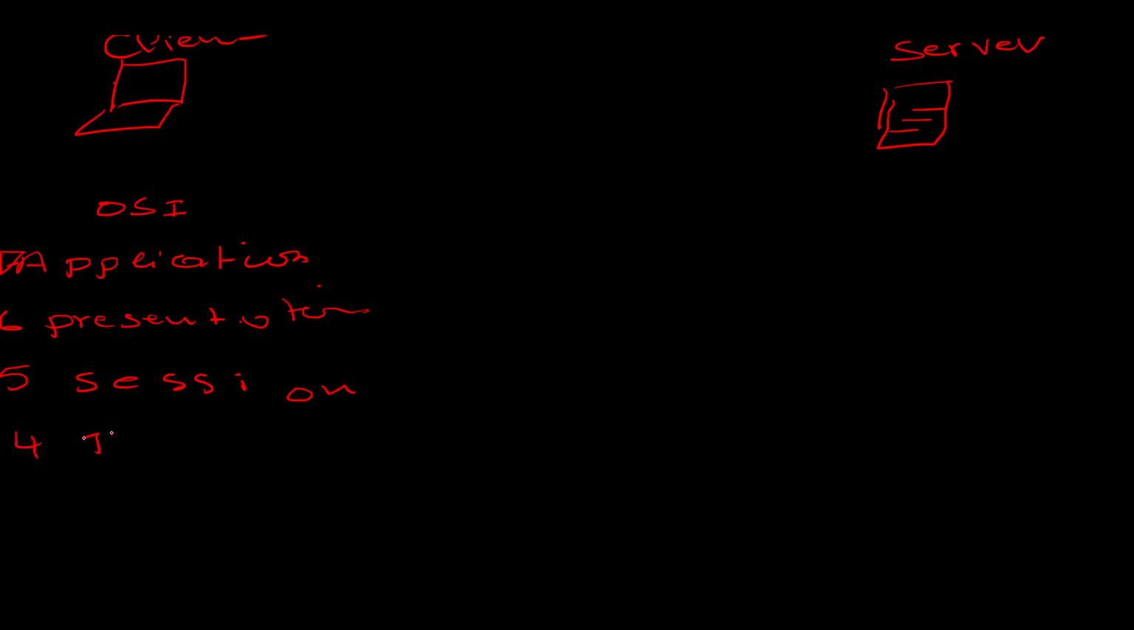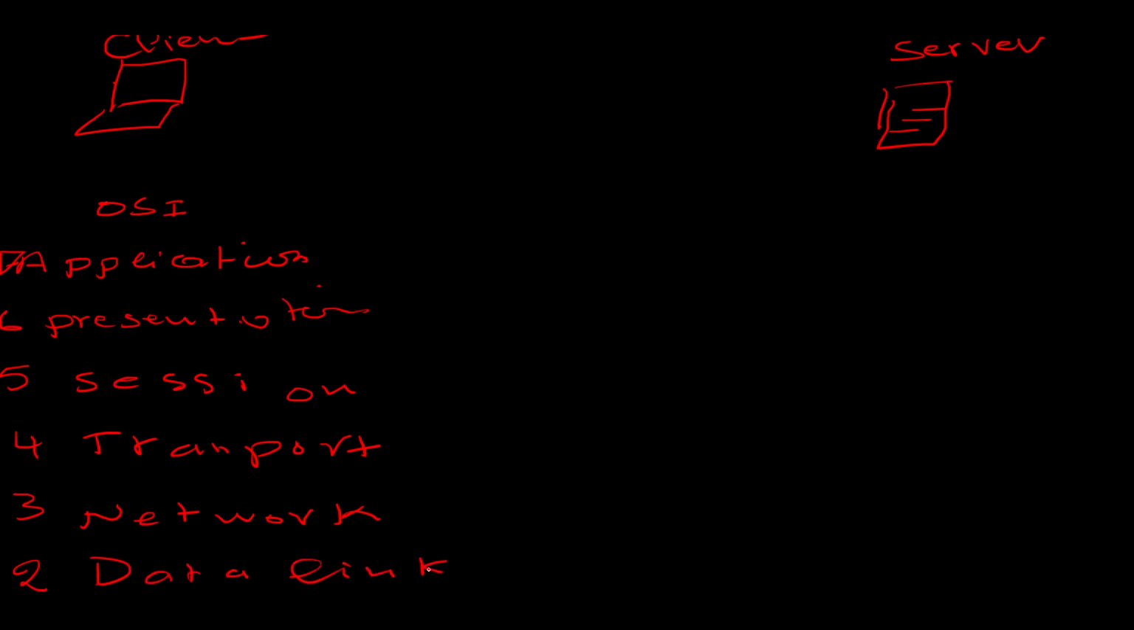Layer 4, transport layer. And then layer 3 is the network layer. By the way, to remember those layers, you could start from the bottom up using a phrase, "please do not throw sausage pizza away." So this is the data link, and then here we have the physical layer.